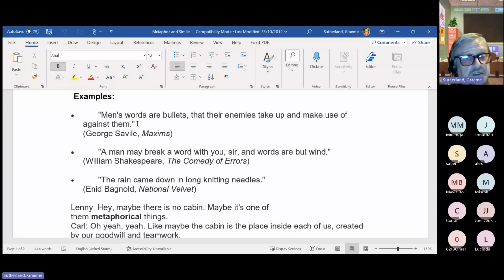That's the bit that gets your head scratching. It's easy to say something is a metaphor, but that's definitely not where it stops. You have to try and unpick it and say what he is talking about. So what does he mean by enemies take up these bullets and make use of against them? Takes up means reshape these words to use against you.